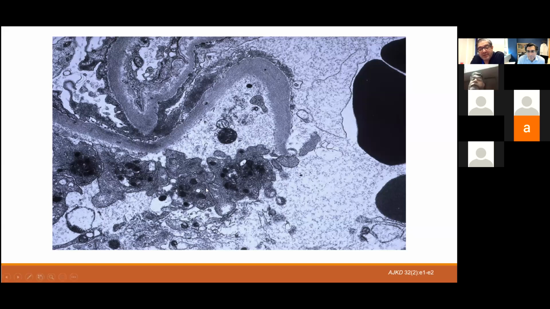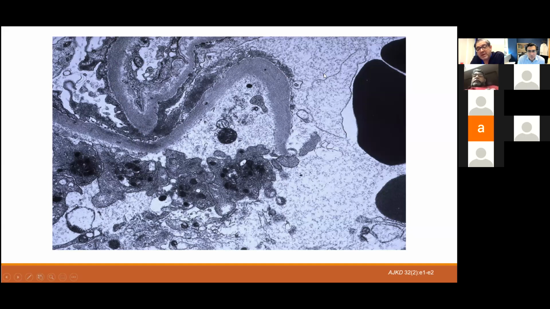So if you take a stab at this, what you see and what you don't see is what the pathogenesis of this disease is. So take a look at this. You've got this basement membrane coming around. This is one capillary loop. This is another capillary loop. And over here, the basement membrane is being destroyed.